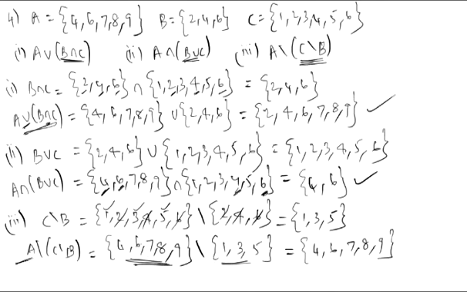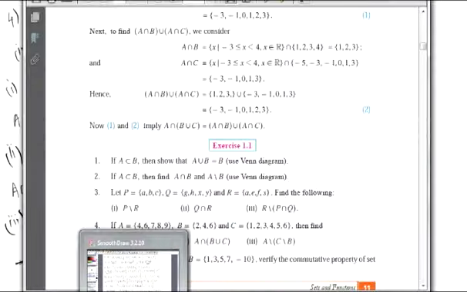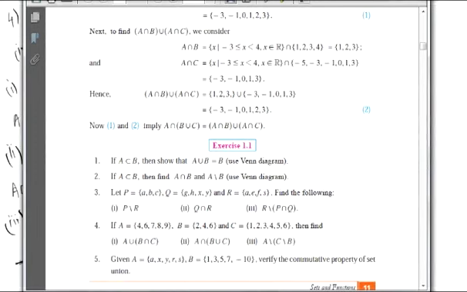Now what do you understand? This A and this C set difference B, these two sets are disjoint sets. They don't have any elements in common. So what happens? A set difference that set, you are getting A itself, because you are not subtracting anything from A. Nothing is common to A and the other set, so you get A itself as a result. Done. Fourth sum is done.